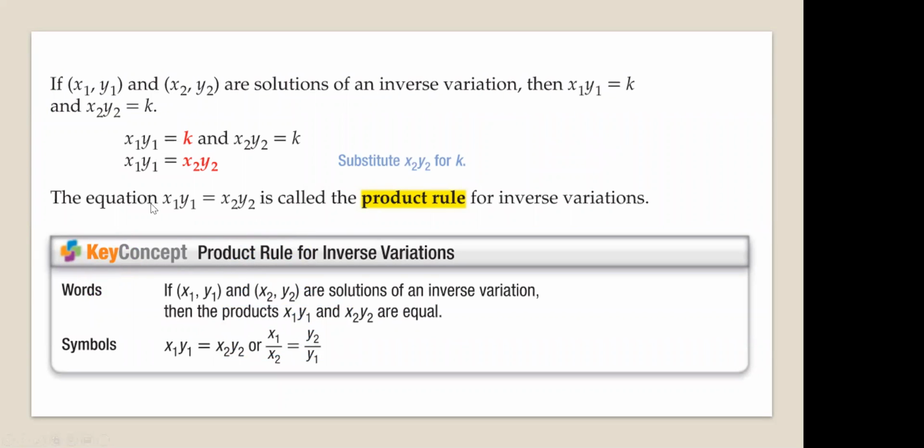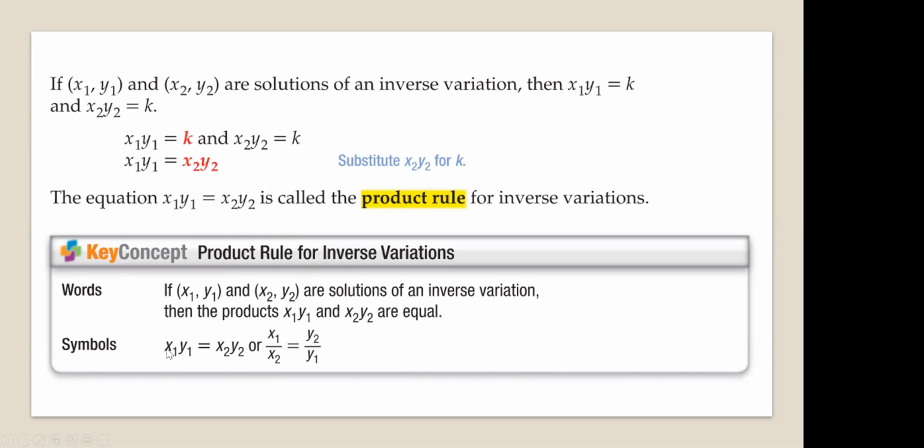Then we also have this product rule, and it comes from when you have two solutions of an inverse variation, you have an x and a y value for one solution, and maybe you have the x value for the other, but not the y, okay? Then when you multiply the x and the y values of the first point, that equals the constant. If you multiply the x and the y values of the second point, that's also equal to the constant. So therefore you can set them equal to each other, okay? And that is the product rule for inverse variations, okay?